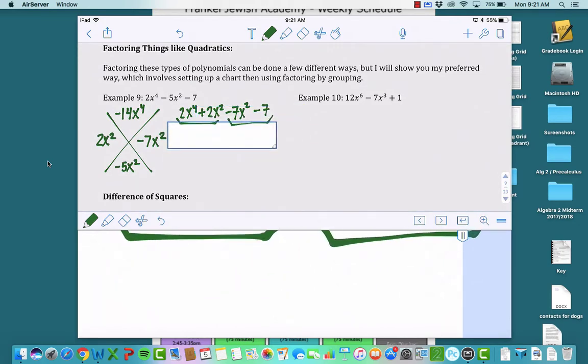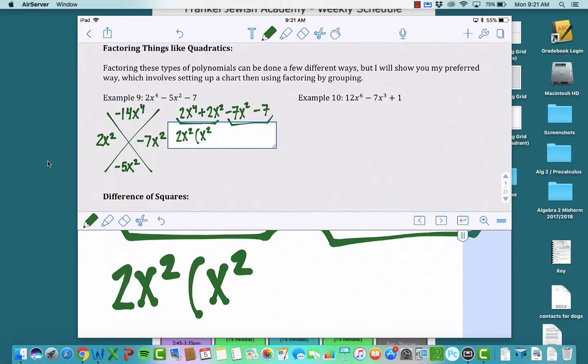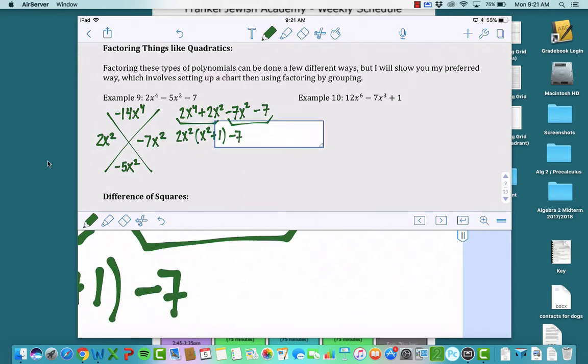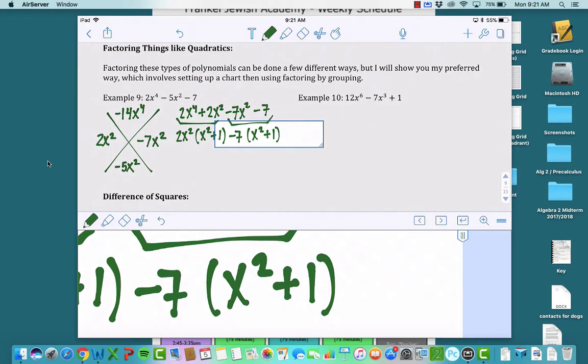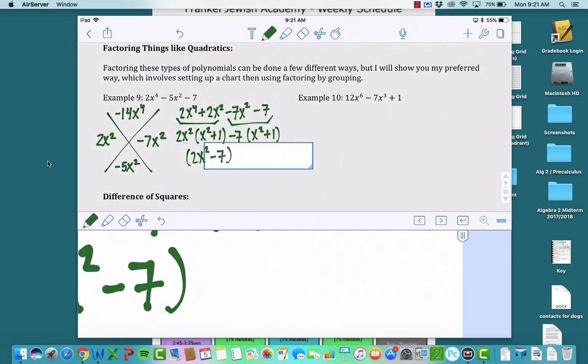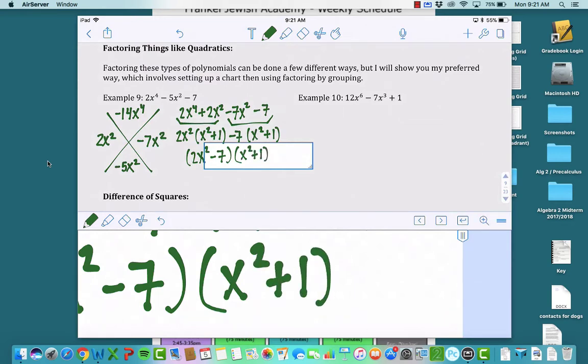So in the first 2, I can factor out a 2x squared, and I'm left with x squared plus 1. Out of the second 2, I can factor out a negative 7, and I'm left with x squared plus 1. Now that I have factored by grouping, I put outside of the parentheses in one set 2x squared minus 7, and inside in the other set x squared plus 1, and I am done.